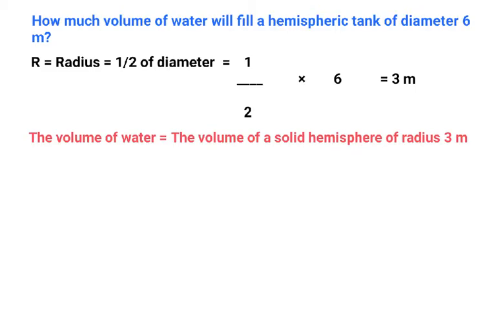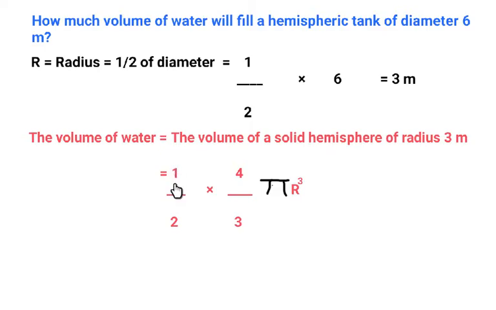The next step is to find the volume of water. The volume of water equals the volume of a solid hemisphere of radius 3 meters. The 3 meters we have here represents half of the actual diameter of the hemispheric tank, that is 6 meters. Since we are still working with half, we are going to have half times the volume of a solid hemisphere.